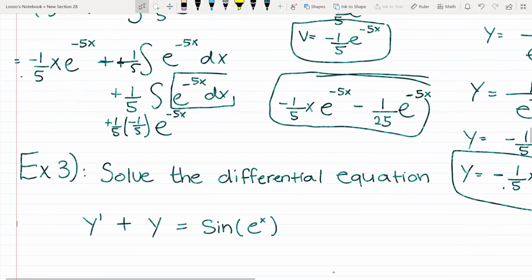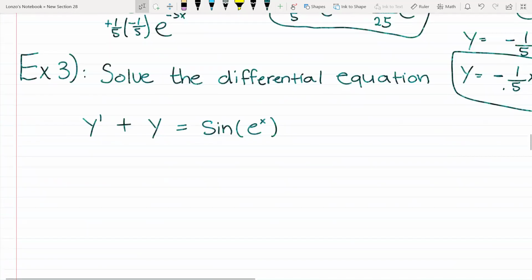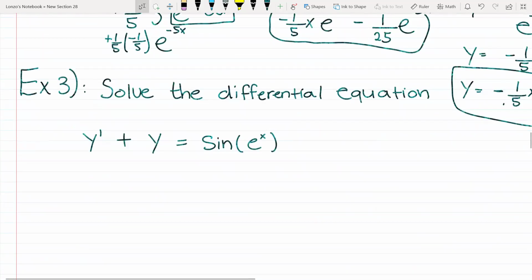Okay, let's move on to example 3. Solve the differential equation. So I have more space. We have y prime plus y equals sin of e to the x. Is this in standard form? So step 1, figure out... Oh wait, actually, let's replace y prime with dy/dx. And then this has an invisible 1, so you can put a 1 there.